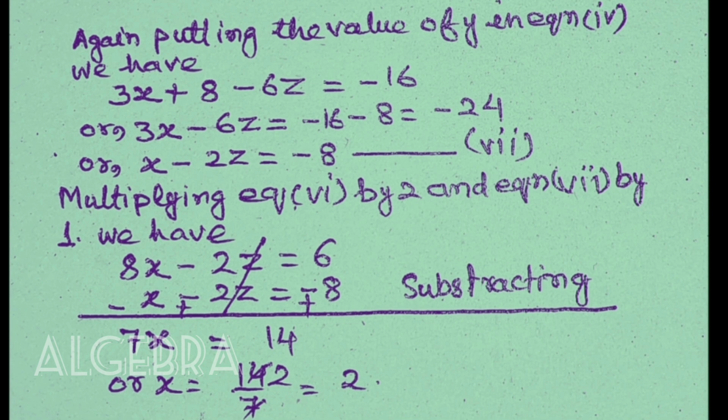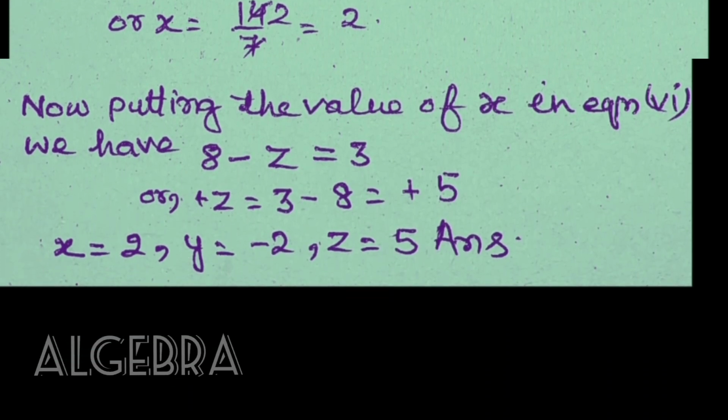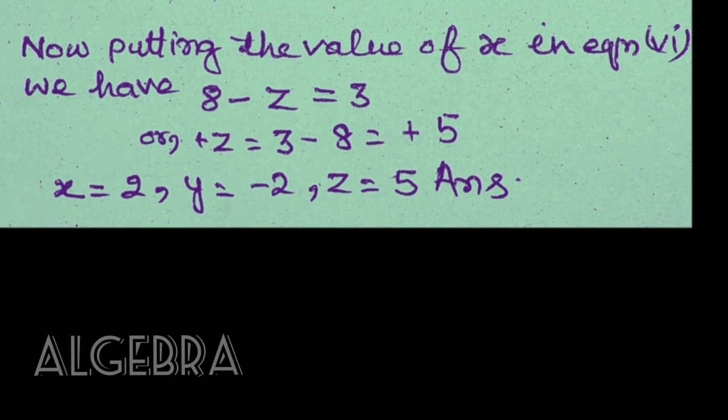Subtracting, 7x is equal to 14 or x is equal to 14 by 7 is equal to 2. Now putting the value of x in equation 6 we have 8 minus z is equal to 3 or minus z is equal to 3 minus 8 is equal to minus 5. So x is equal to 2, y is equal to minus 2 and z is equal to 5. Answer.